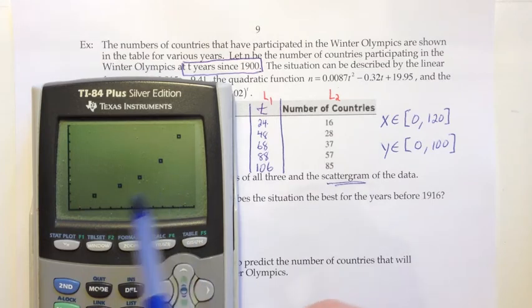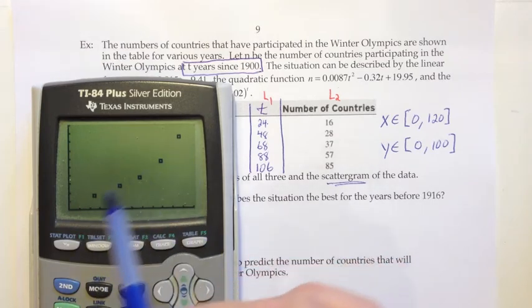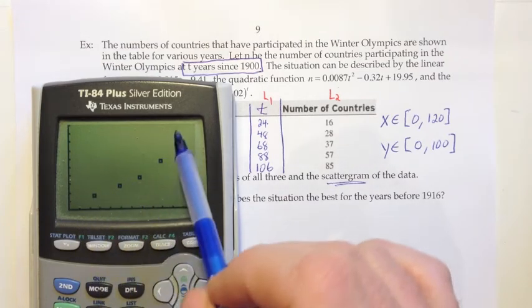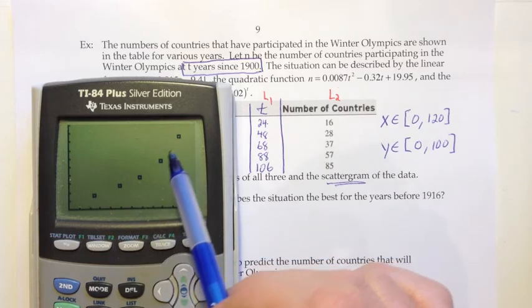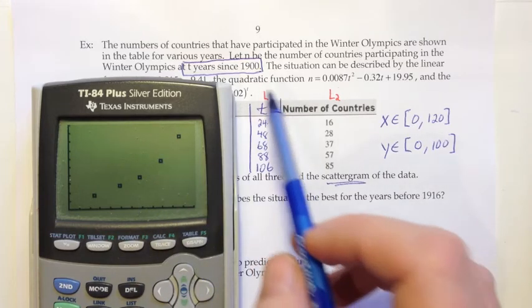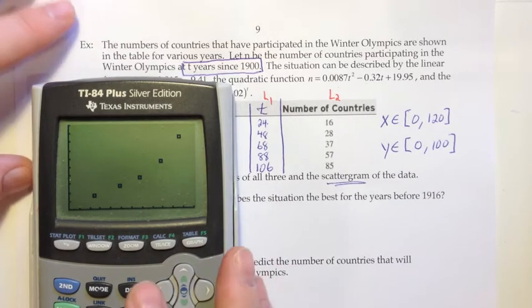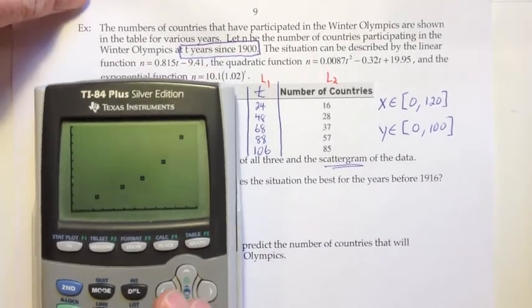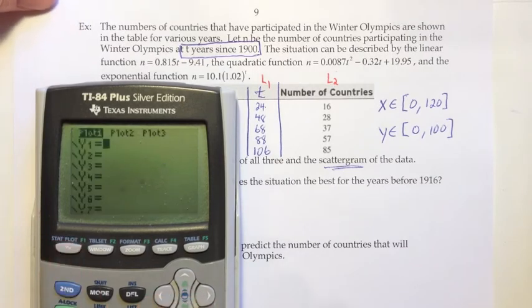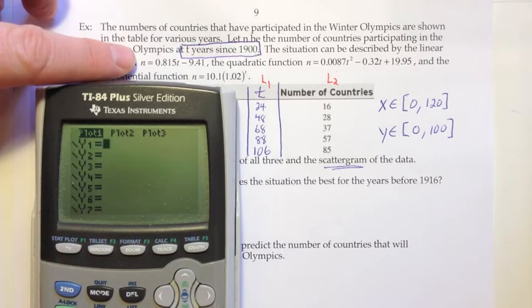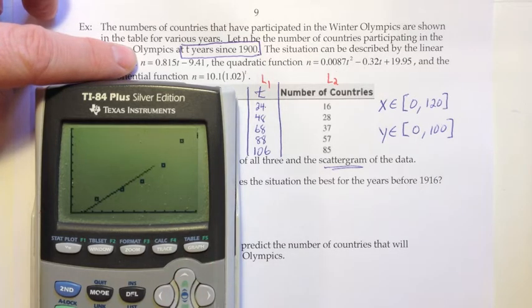So one of the things I'd like you to see in the scatter is it really seems like it's curving a little bit. And when you're dealing with a curved function, a line isn't necessarily the best choice. So let's go ahead and look at the 3 different choices they gave us, and we'll see how all of those fit. So let me enter those in by going to the y equals menu. The first one is linear, 0.815 times the input variable, which we always use the x for that, minus 9.41. I'll go ahead and hit graph, and we'll see that one.